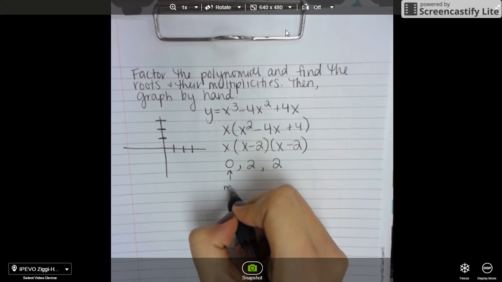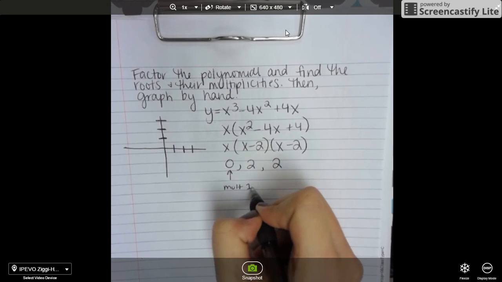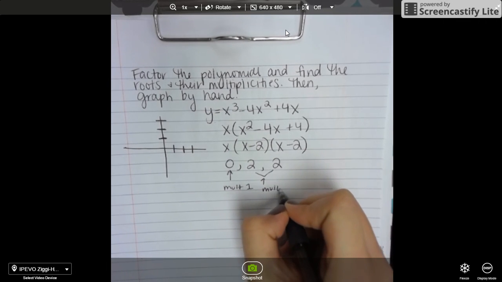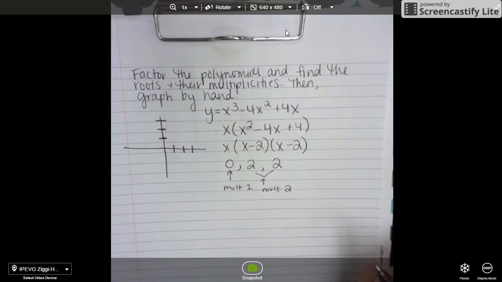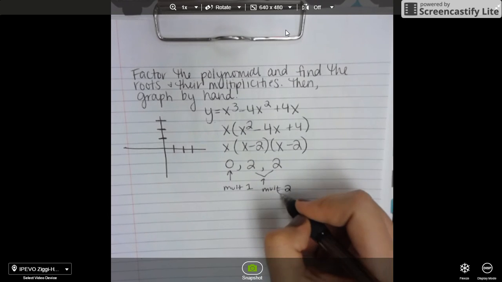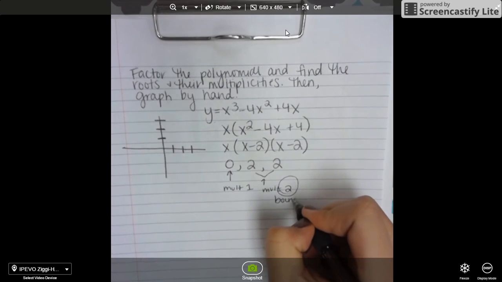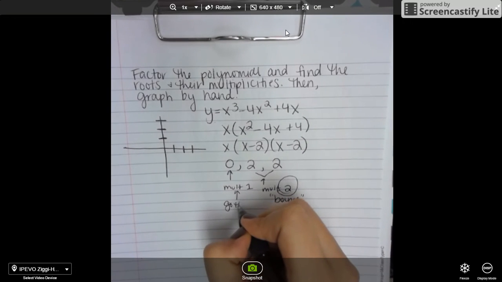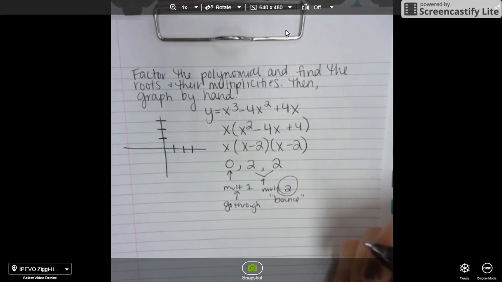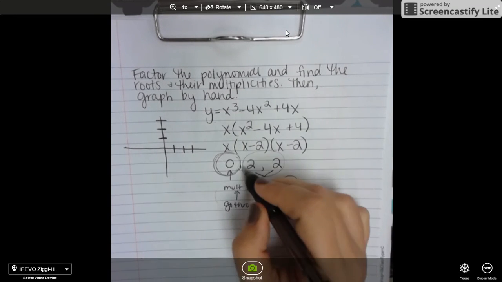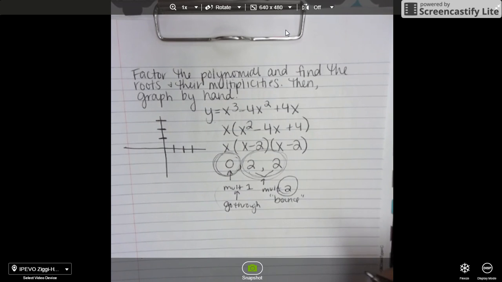which gives us our zeros of 0, 2, and 2. So 0 has a multiplicity of 1, and 2 has a multiplicity of 2. It shows up 2 times. So we know that multiplicity affects the graph: if it's an even multiplicity, it will bounce, and if it's an odd multiplicity, it will go through. So our graph is going to go through at 0, and it's going to bounce at 2.